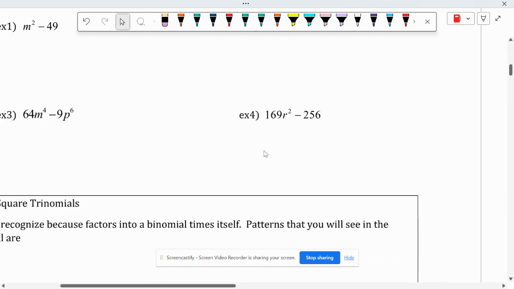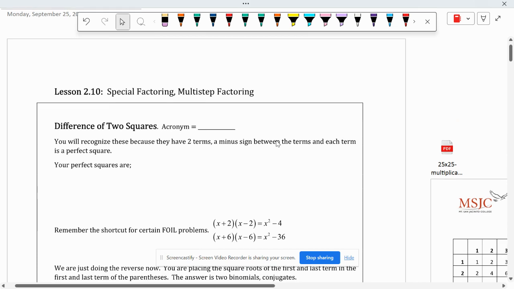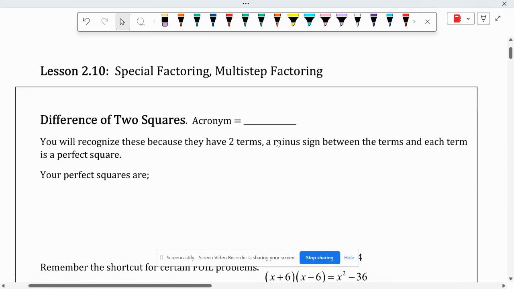Okay. All right, so we're going to start off with the difference of two squares. Do you guys remember what the acronym, the little saying for the difference of two squares was? Dots, yeah, dots. We don't use that in Indiana, but we use that here in North Carolina. Difference of two squares, okay?